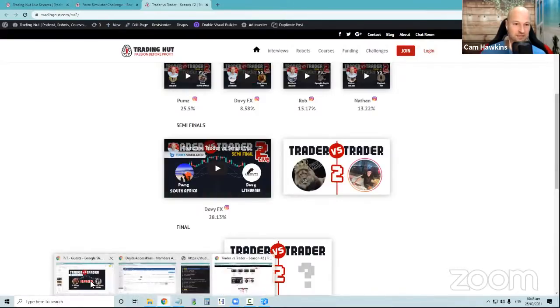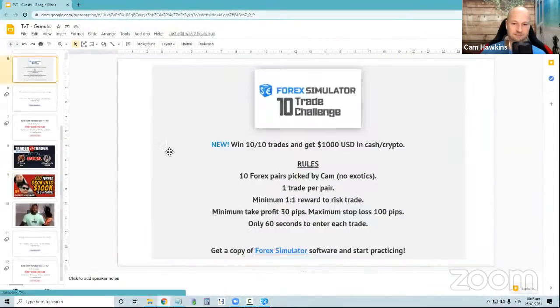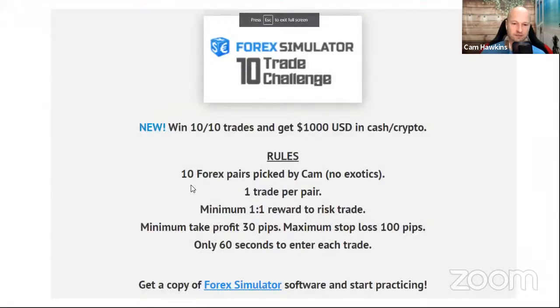The 10 trade challenge looks like this. Just to remind you all of how it works, they've got to get 10 out of 10 trades. They can actually win $2,000. Basically, I'm going to pick the pairs, no exotics, 1 trade per pair, minimum 1-to-1 risk to reward per trade, minimum take profit 30 pips, maximum stop loss 100 pips. Only 60 seconds to enter each trade, which is the kicker.